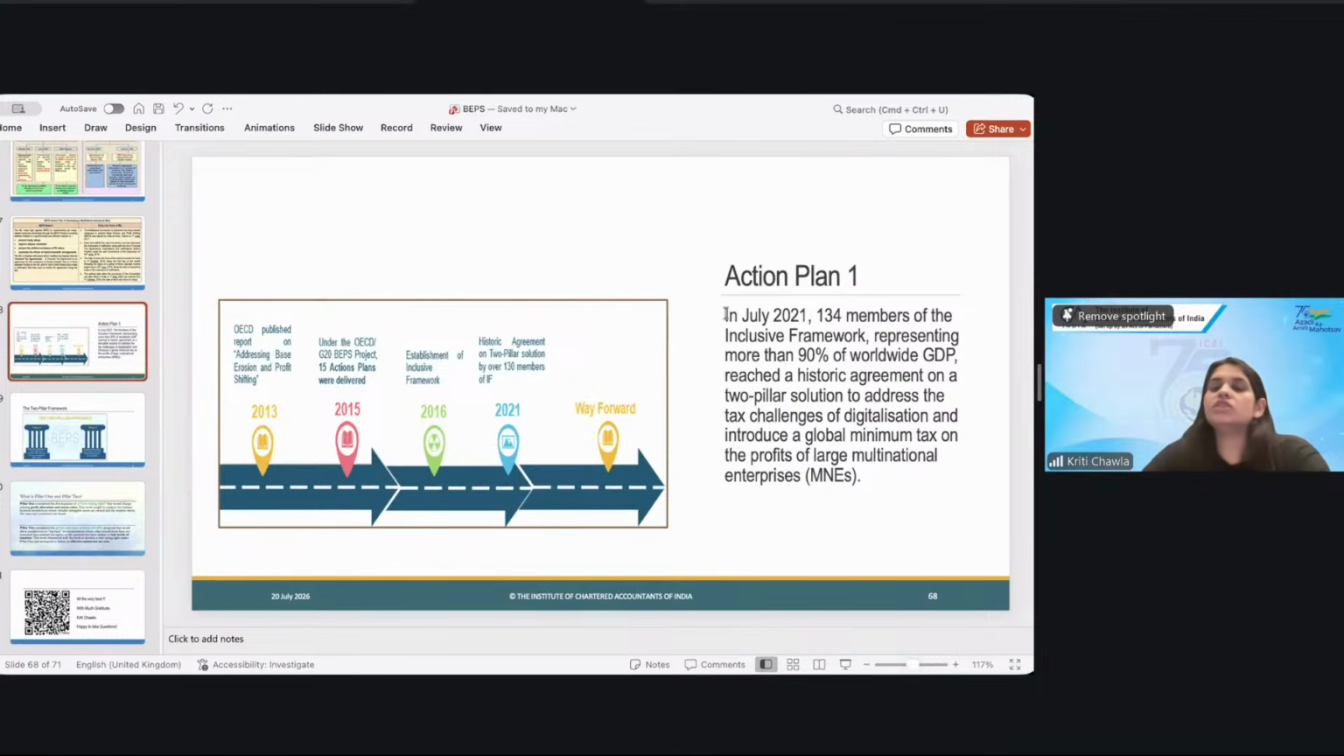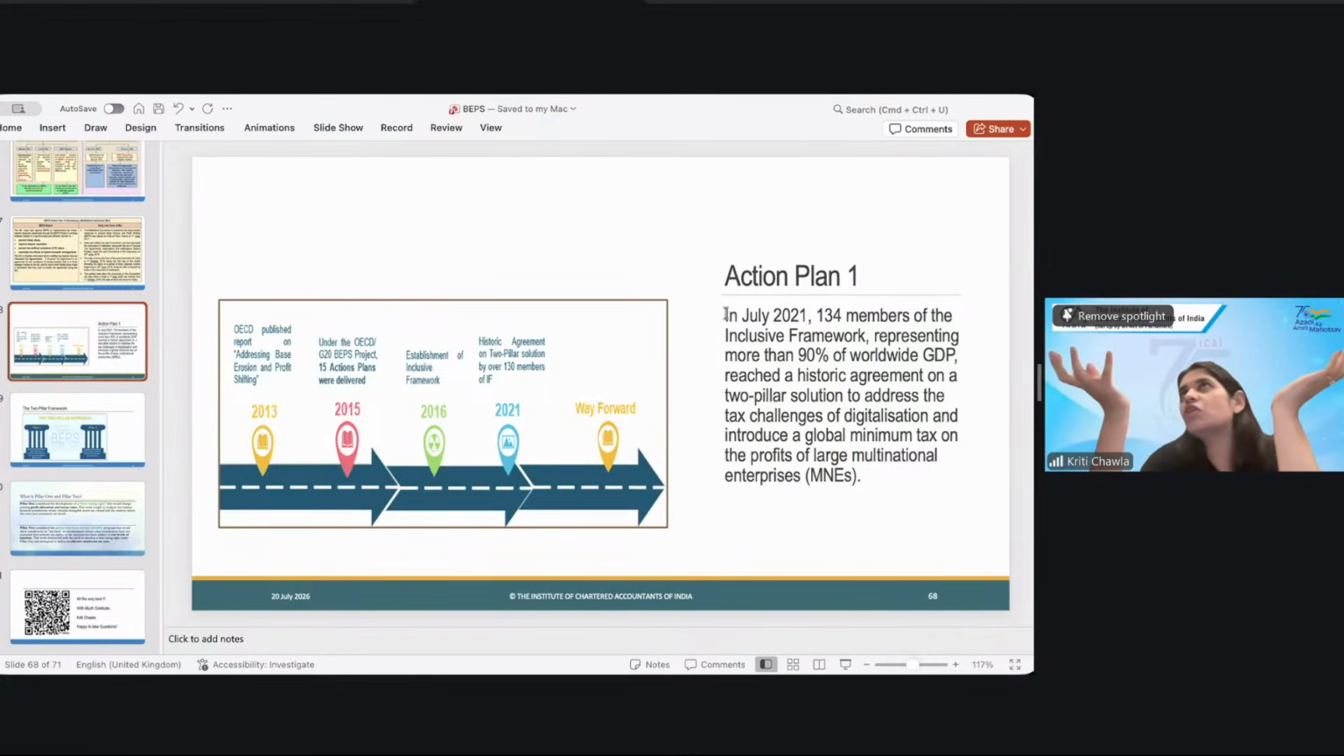So it was actually in July of 2021 that 134 members of the inclusive framework, and they represent about 90% of the worldwide GDP, said that, to address the tax challenges of the digital economy, we will come up with something called a two-pillar solution. All the efforts that were actually taken to address the digital economy did not come true. And this is the reason they came up with a two-pillar solution to introduce a global minimum tax on the profits of these large multinational companies.